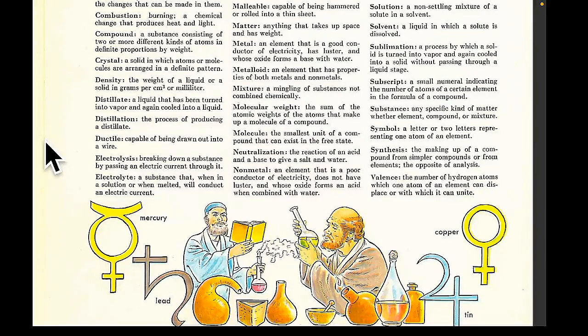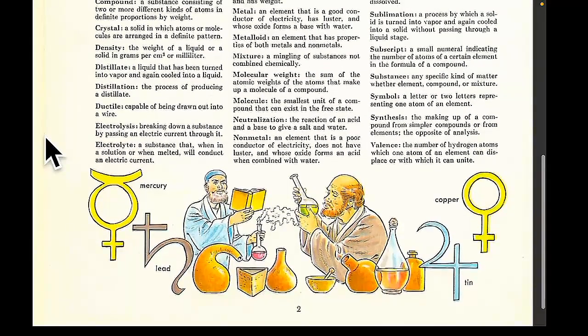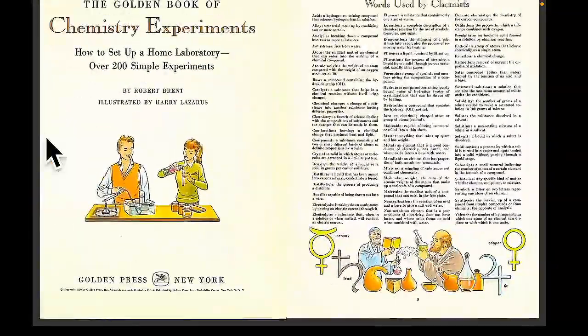Symbol, a letter or two letters representing one atom of an element. Synthesis, the making up of a compound from simpler compounds or from elements, the opposite of analysis. Valence, the number of hydrogen atoms which one atom of an element can displace or with which it can unite.